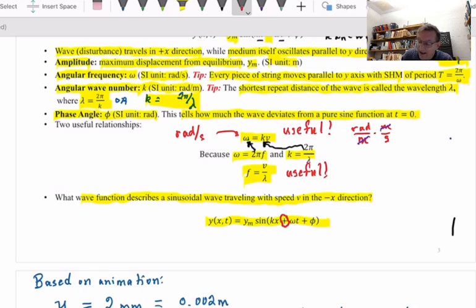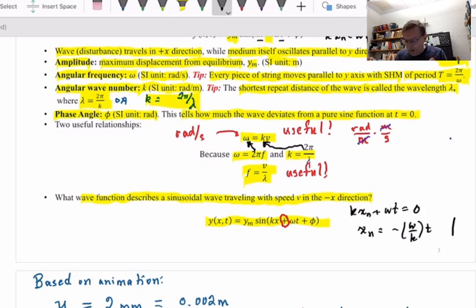And that's because, again, if you look at one of the node points on the wave, that's where k x node plus omega t equals 0, because the sine of 0 is 0. Solve for the location of the node, and you get negative omega over k times t. The negative means the node is traveling in the negative x direction. So watch out. We have to use the appropriate wave function depending upon whether the wave is traveling in the plus x direction or the negative x direction. And you have to get the appropriate plus or minus sign inside there between the kx and the omega t.